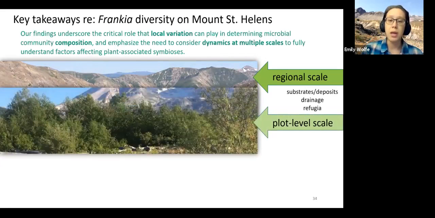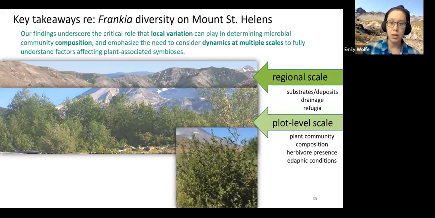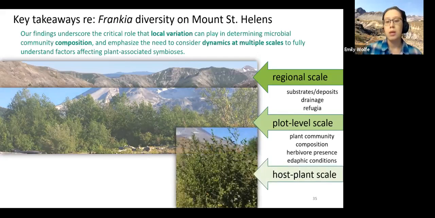And then we also have plot level scale. So regional scale processes can affect differences in plant community composition, but also herbivore presence. So in this case, stem-boring weevils and elk are potential dispersal vectors. And then also edaphic conditions can be affected by these regional processes, and we kind of see that in the heat map of the soil chemical features that we measured. And then finally, we have our host plant scale. At this scale, plant chemical defenses can actually directly affect interactions with symbionts, including Frankia.